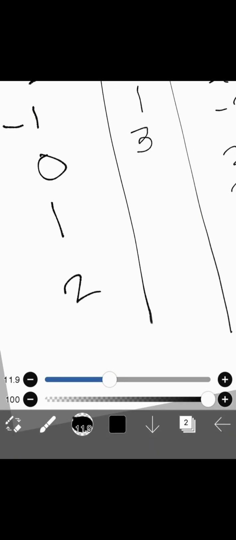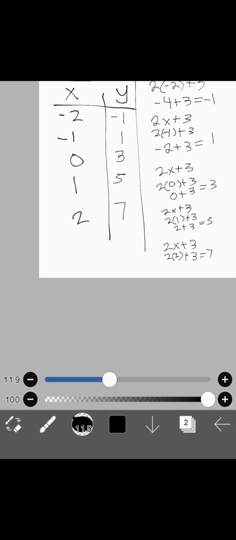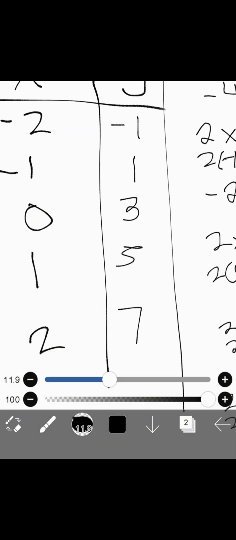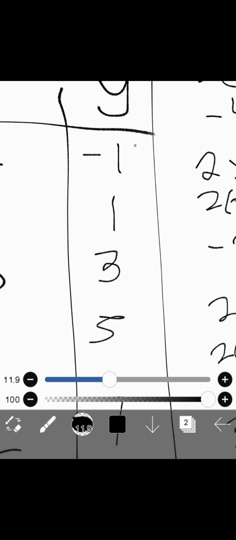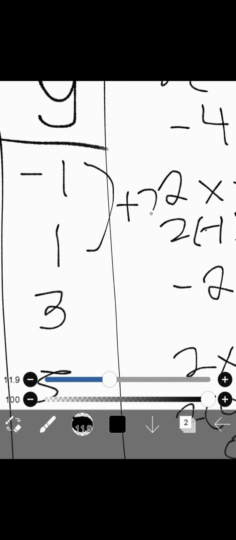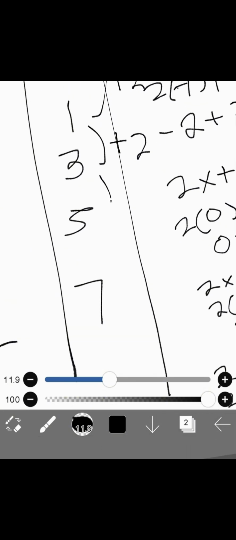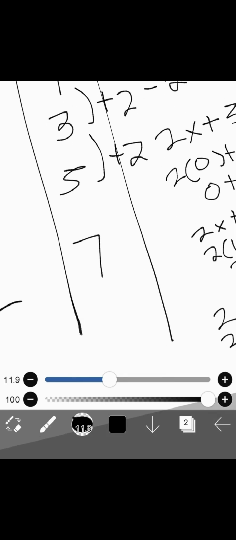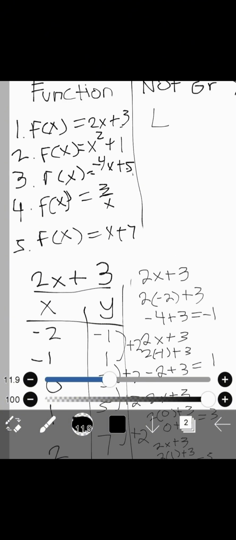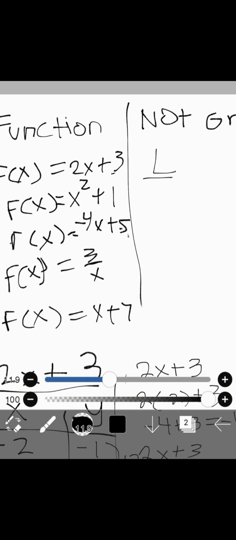Then 3, 5, and 7. So just by looking at it, we can already assume that it has a constant rate of change because for each value, it adds 2. So 1 to negative 1, it adds 2. 1 to 3, it adds 2. Then 3 to 5, it adds 2. And for 5 to 7, it also adds 2. So 2x plus 3 is a linear function.